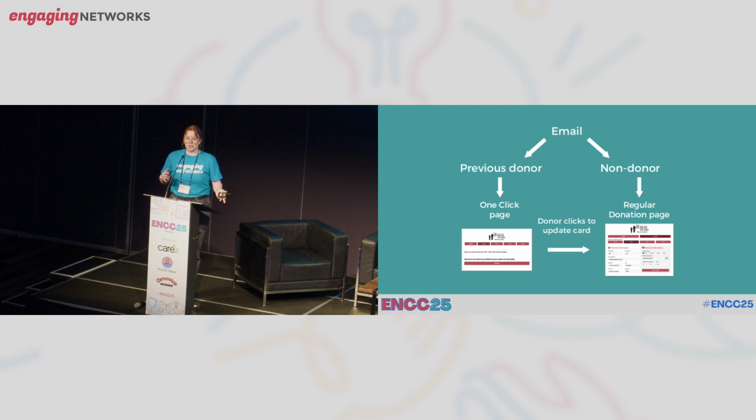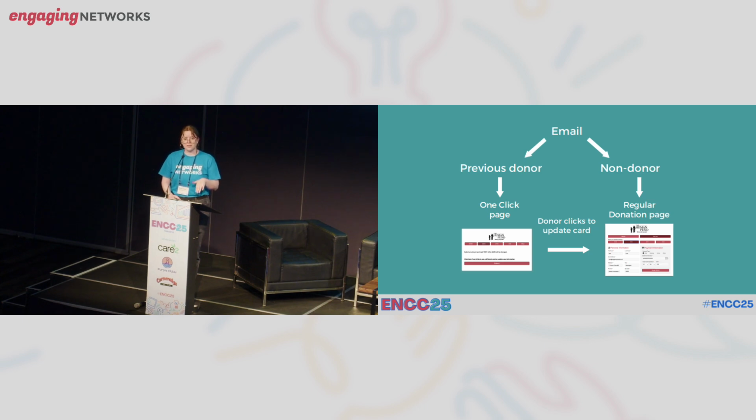To give you an idea of the general flow of one-click donations, all of the journeys will start from a supporter receiving an email. If they're a previous donor and, in other words, they have a stored payment token on file on their supporter record, when they click that link to donate to your organization, they'll be brought to the one-click page, which is, as you see, a very pared-down version of the donation form. From there, they can either choose the amount and submit it, or they can click to update their card.